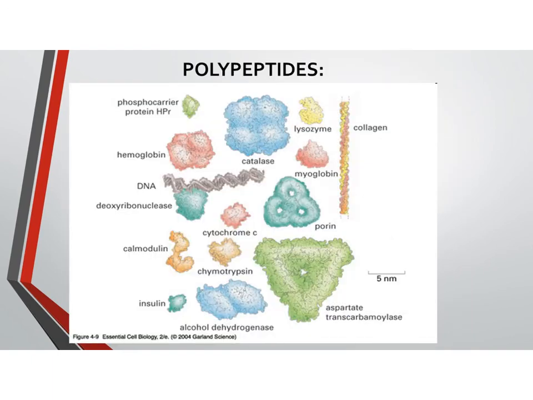Okay, nothing to write here. I just wanted you to see some examples of polypeptides and know that there's a whole lot of different shapes. So everything from hemoglobin to collagen, to insulin, okay? All of these things are proteins. Just wanted to give you a picture.